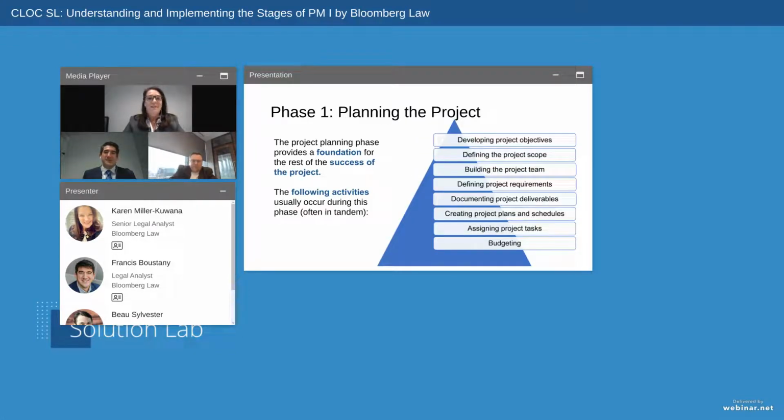The planning phase of the project is the actual foundation of the project lifecycle and can often be the most challenging and time-consuming phase of the project.